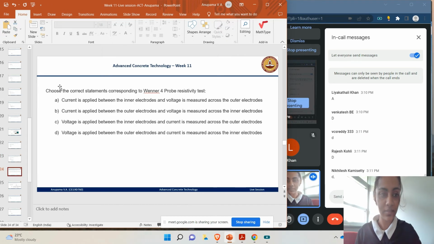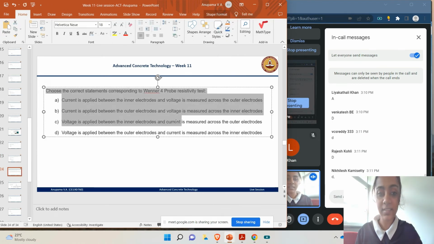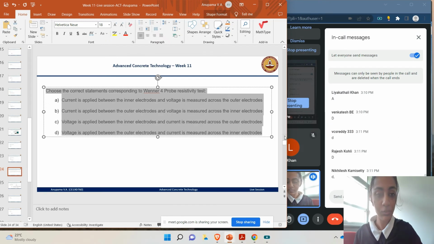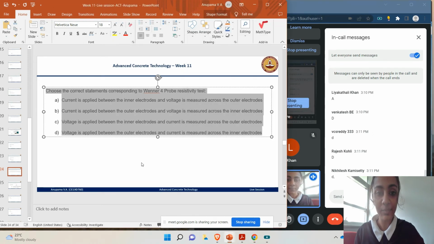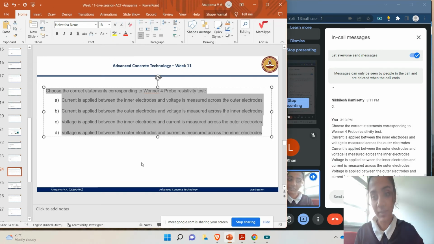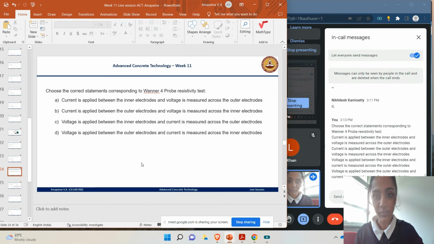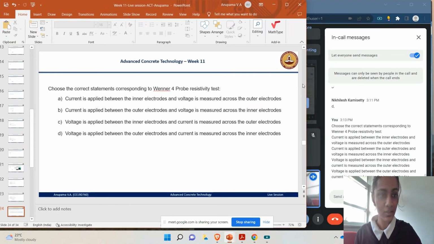Okay, moving on to the next question. Choose the correct statements corresponding to the Wenner 4 probe resistivity test. So, this is an electrical measurement of concrete durability. So, you can look into the screen, maybe not into the chat box because that has become very clumsy.